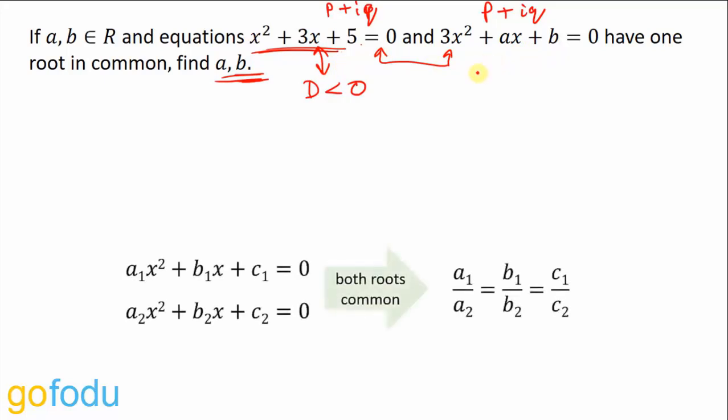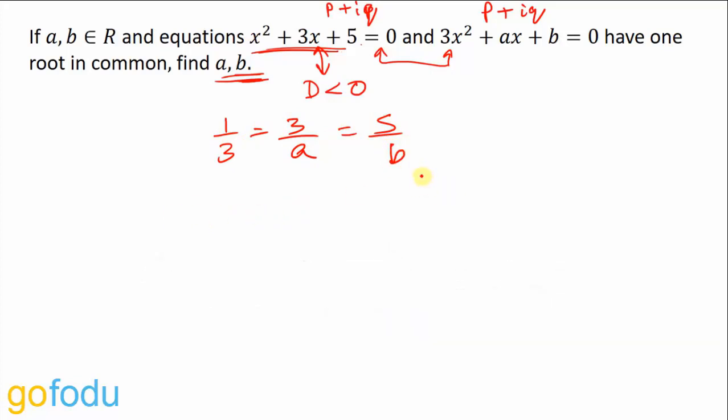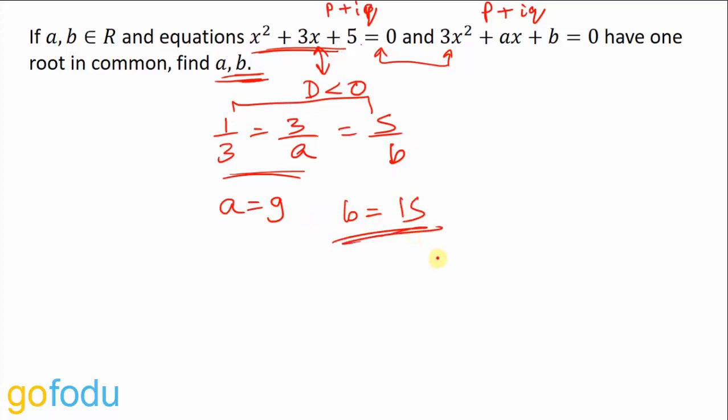Condition for both the roots common. That would be 1 upon 3 is equal to 3 upon a is equal to 5 upon b, right? We have compared the coefficients for both the equations. From here we can get the value of a as 9 and from here we can get the value of b as 15, right? So if two quadratic equations have one root in common and one quadratic has imaginary roots, then it should be obvious that both the roots are going to be common.